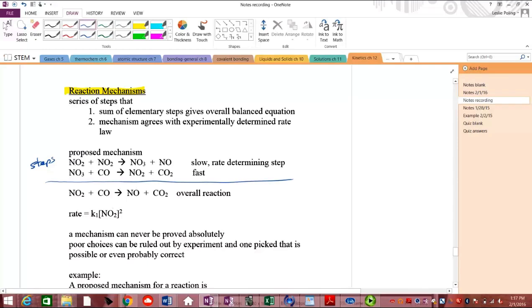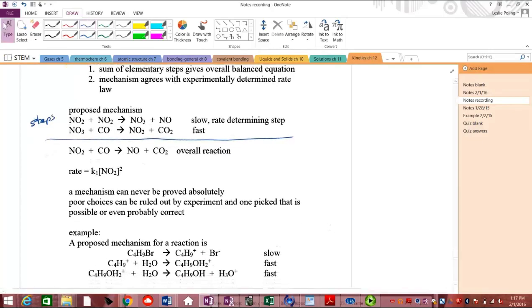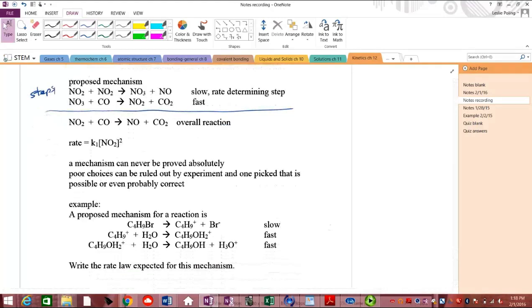Notice it's second order in NO2, but the way NO2 was written each time, it's like it's first order in each of the reactants. That's why it was written like that. Okay. We're never going to prove a mechanism. We're only going to support it. It actually is going to remind you a lot of your research hypothesis. You can rule it out and you can support it. You can't prove it.